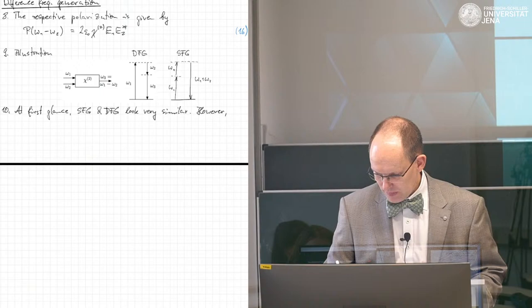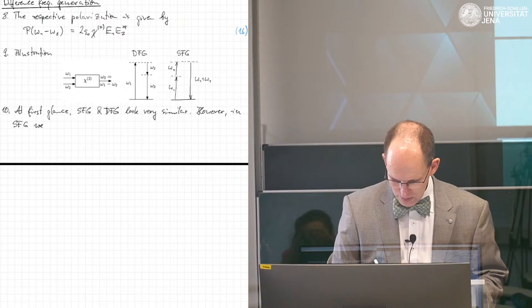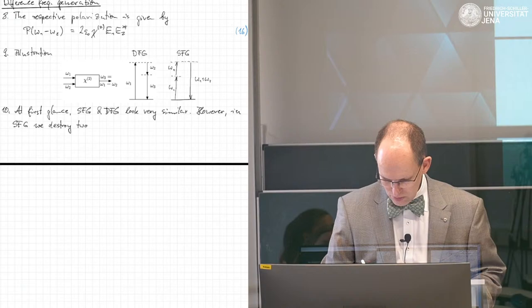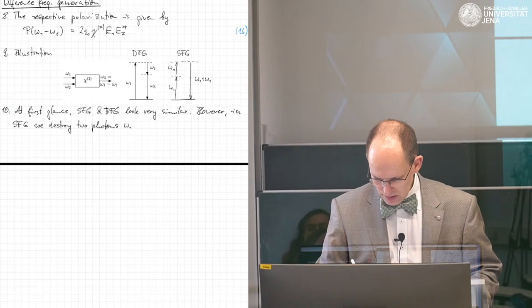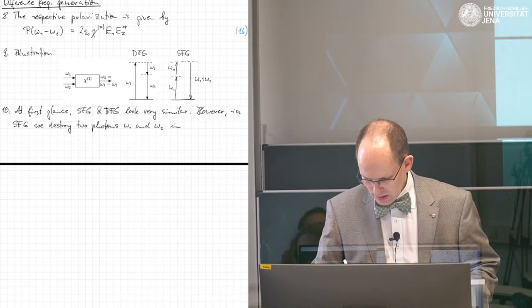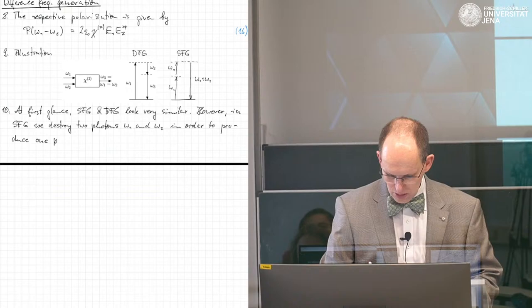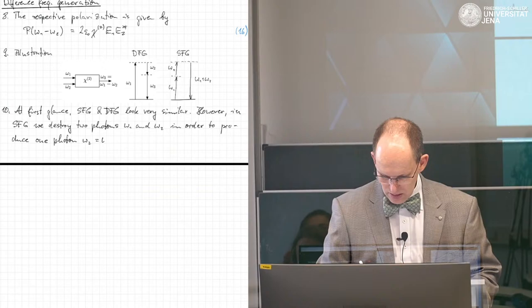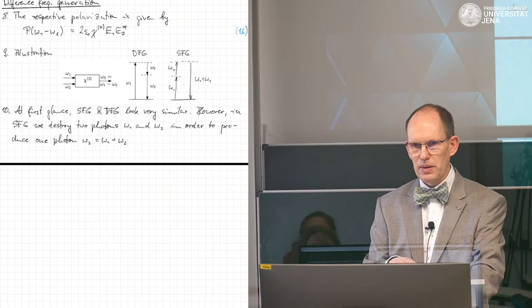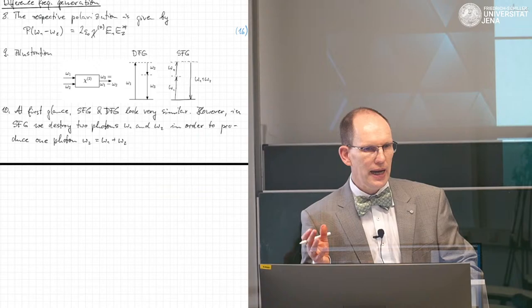in sum frequency generation, we destroy two photons, omega 1 and omega 2, in order to produce one photon, omega 3 equals omega 1 plus omega 2. Yeah, so a little bit sloppy language what I use here. Perhaps I should write or should say h bar omega 1 and h bar omega 2, but everybody knows here what I mean.